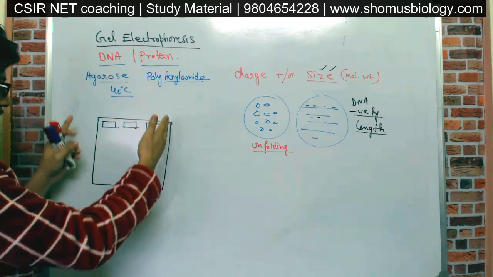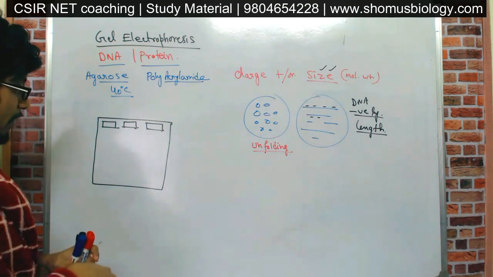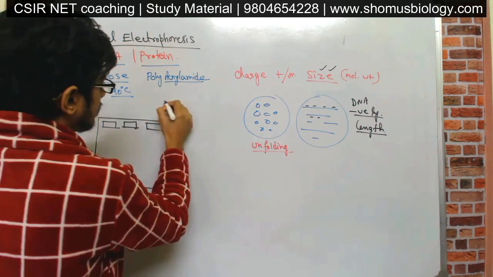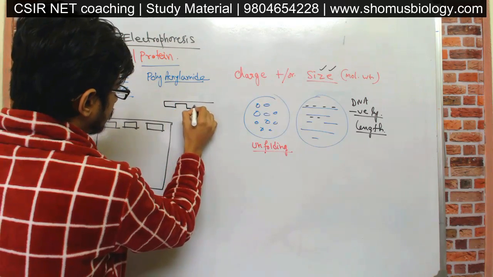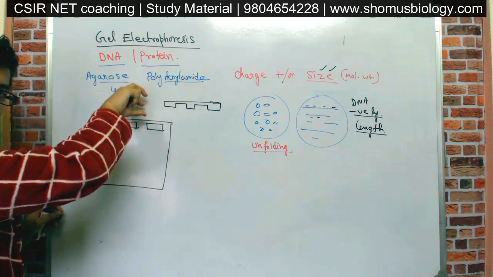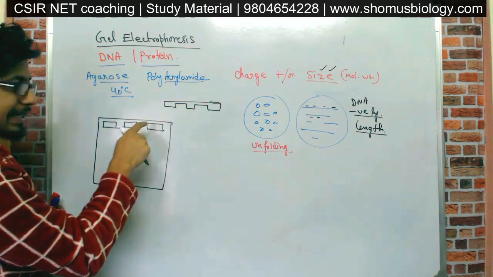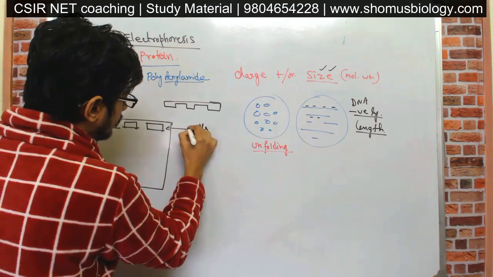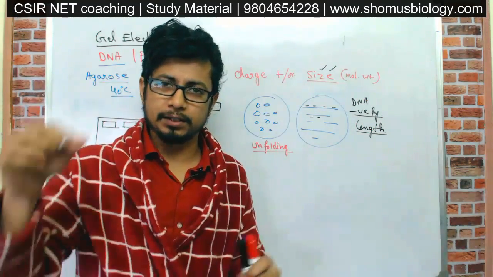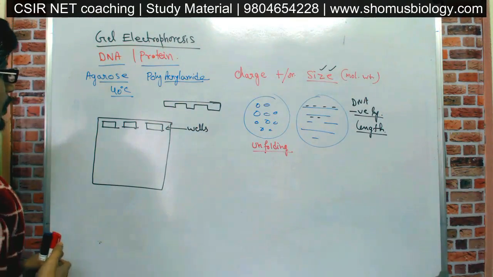There's a chamber like this where we put the liquid version of the agarose, which is dissolved in the buffer, and then we also put a comb. The comb looks something like this. This is how the comb looks, okay? So let's say you put this comb like this while we add the liquid, and when it solidifies, we take the comb up. So three small wells are created, which are known as wells. Three, four, ten, twelve, twenty, however many wells you can create with the help of the comb, you can create depending upon the samples that you want to run for the gel electrophoresis. So these are the wells.